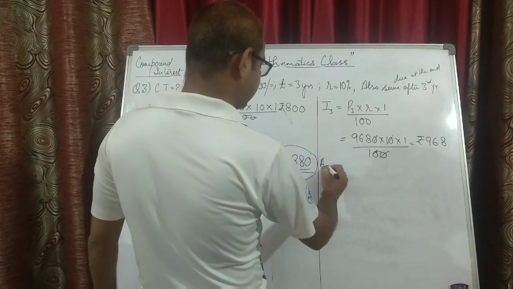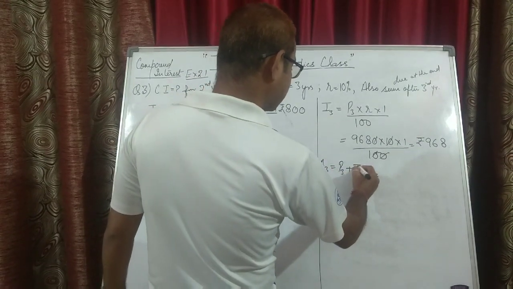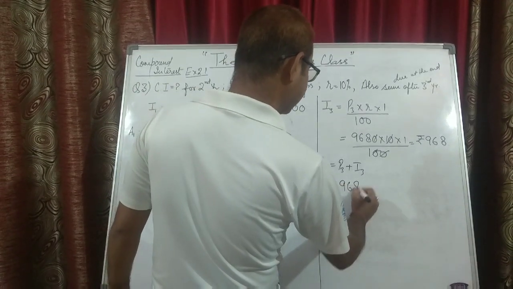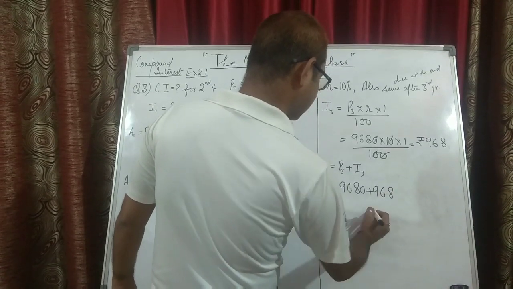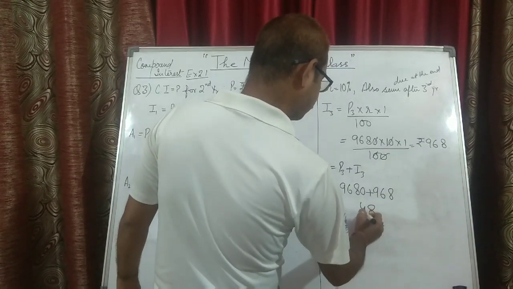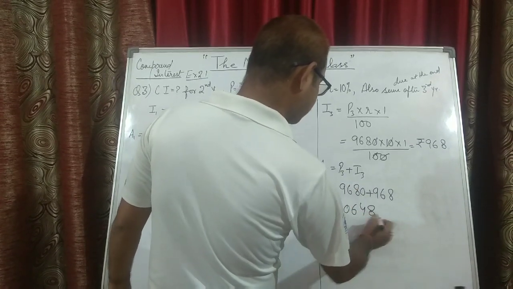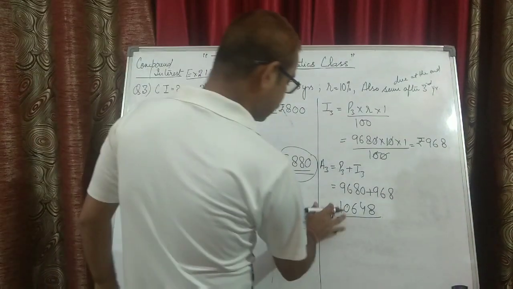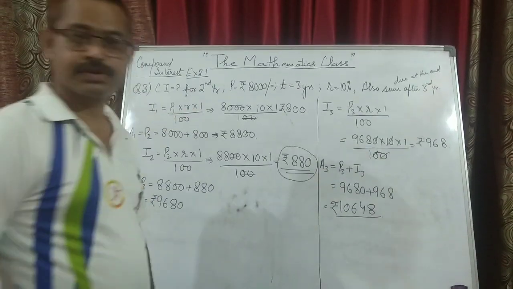So amount after the third year will be P3 plus I3, that will be 9,680 plus 968, which is 10,648. This is the amount that is left after 3 years.